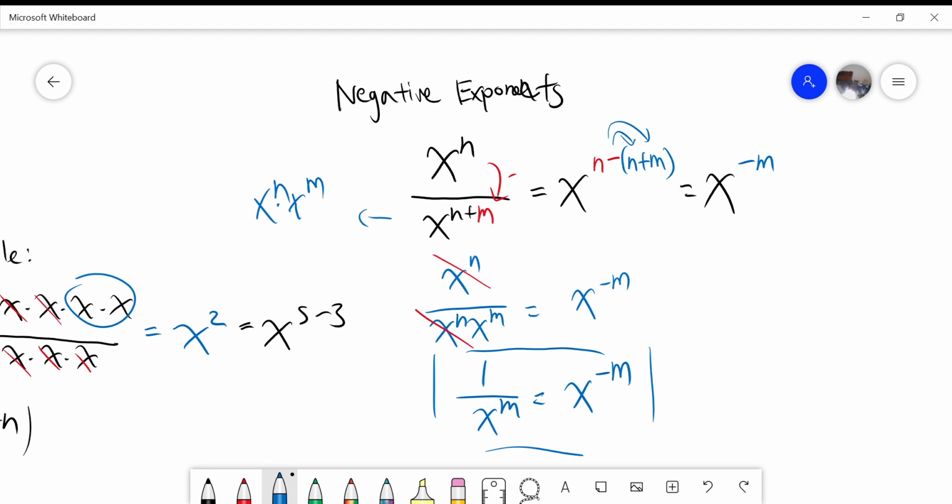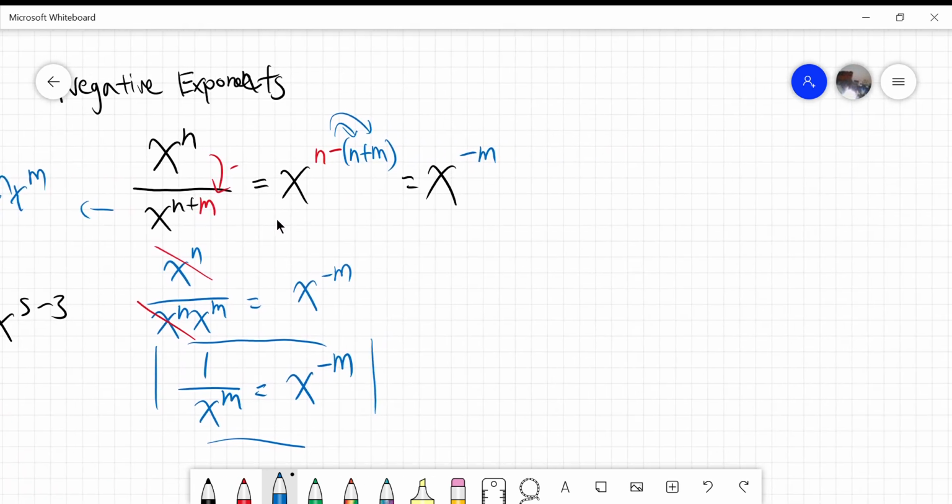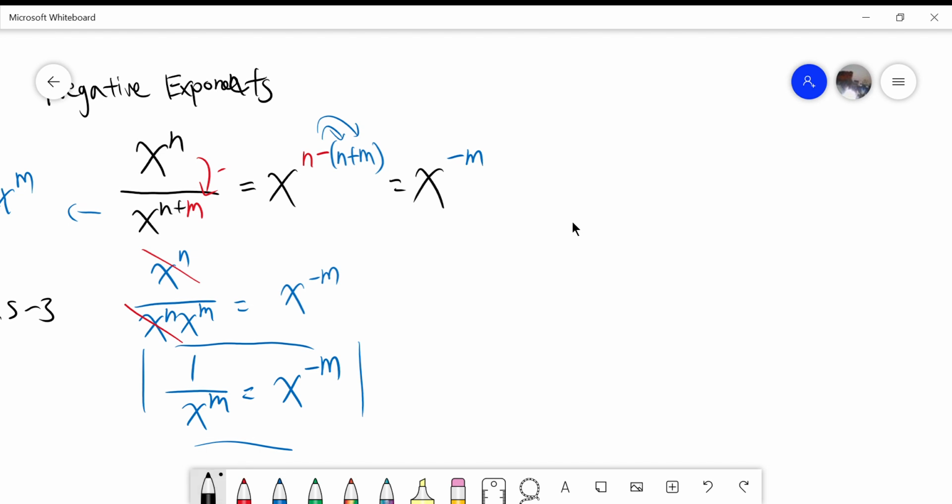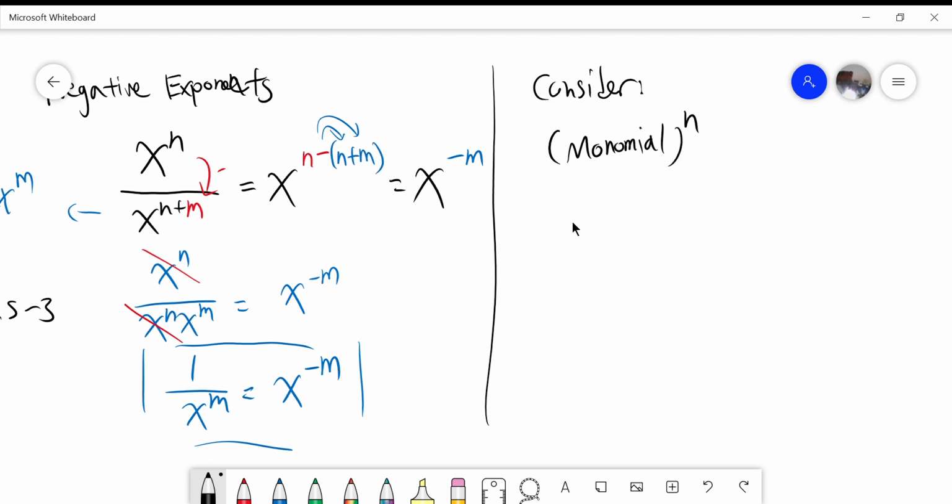So, okay, now I want to move to powers. First, let's think about this. We're going to consider a binomial raised to a power. For example, we're going to take 2xy to the nth power. Well, actually, let's take it to the third power. What is this going to give us?